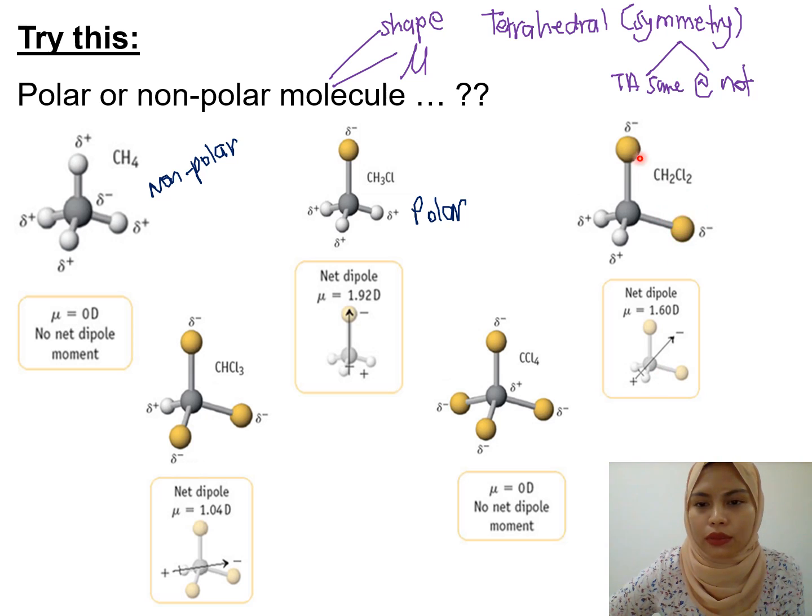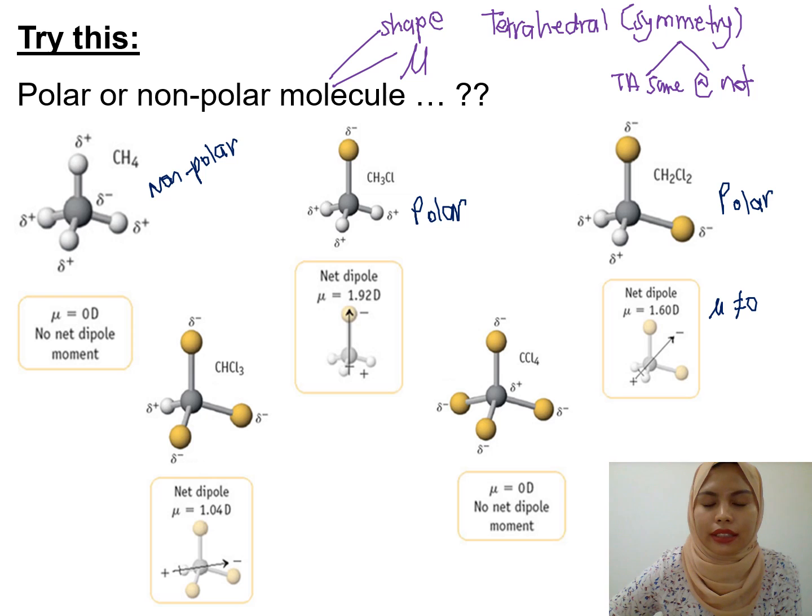Okay, CH2Cl2 dia ada dua atoms, terminal atoms yang sama, H, and dua terminal atoms yang sama, Cl. Okay, tetapi is there any net dipole there? Yes, there will be a net dipole there. Dia bukannya semua sama, dia adalah differentnya kat situ. Okay, so dia ada net dipole kat situ. Bila ada net dipole, that means dia punya dipole moment tak sama dengan zero. Bila dipole moment dia tak sama dengan zero, that means CH2Cl2 is a polar molecule.